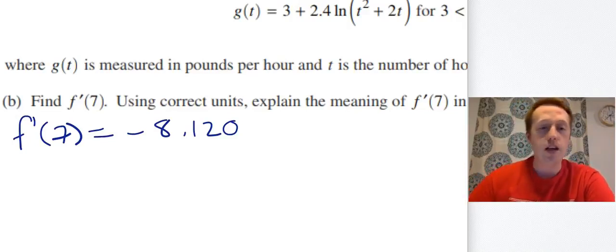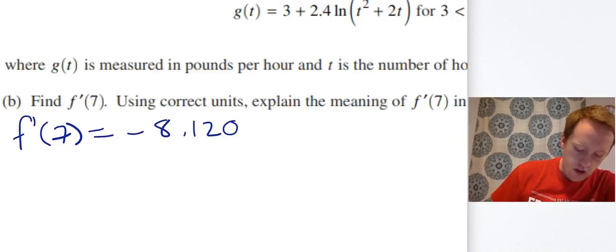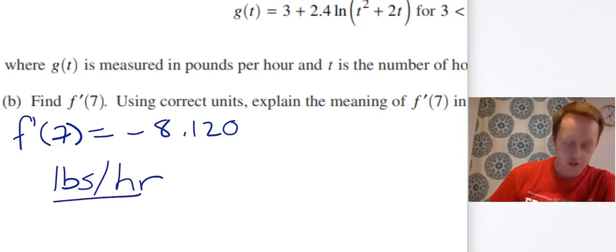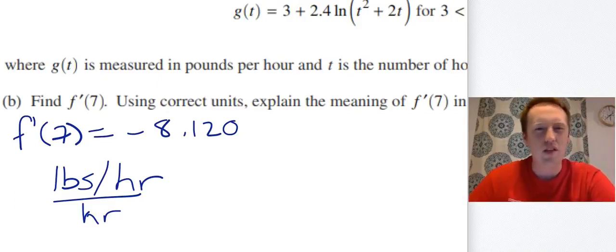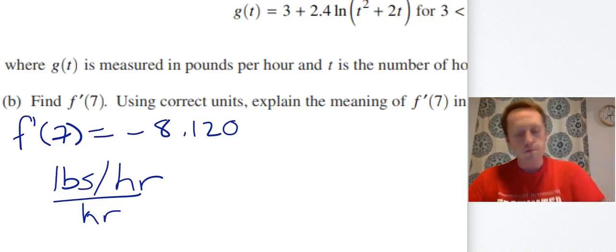So remember a couple slides ago we said to get the units for f prime, we're going to go the units for f of x, for us that's pounds per hour, over the units for x, which is hour. Now I'm saying x a little liberally. Obviously we're talking about t, but I think you get the point. So this derivative is talking about pounds per hour per hour.